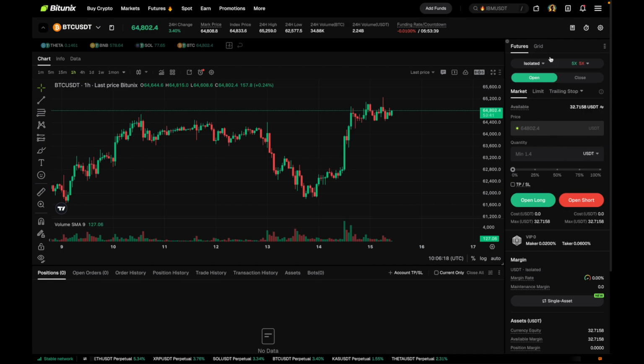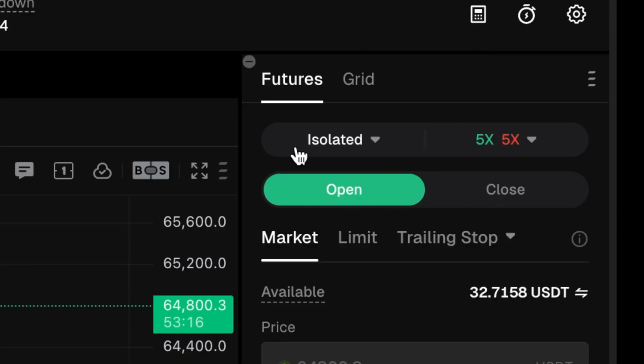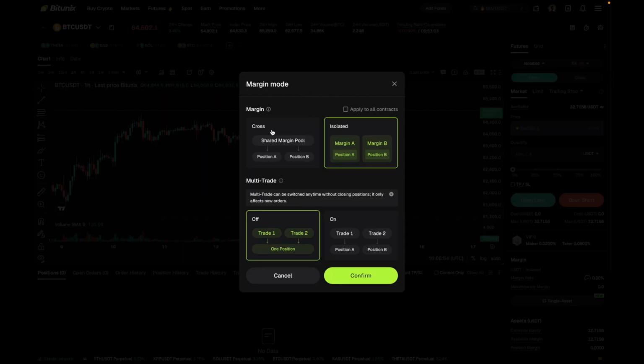So let's go over everything you can see here, because it can look a little bit intimidating to beginners. So on the top left here is our margin mode. Like I said earlier, either cross or isolated margin. Today we're going to stick with isolated. Don't worry about this for now, just click confirm.